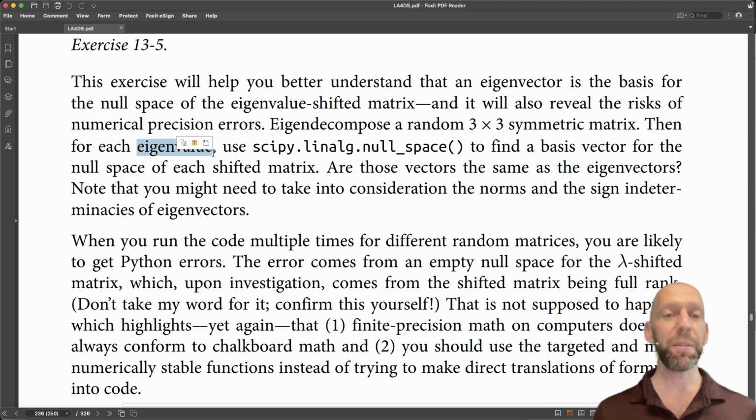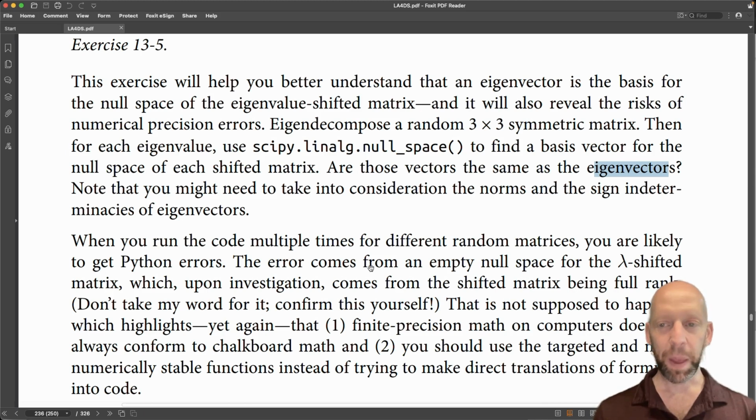And then for each eigenvalue in a for loop, find a basis for the null space using this function here, scipy.linalg.nullspace. Now, in theory, this is the eigenvector of this eigenvalue. Okay, and then what you want to do is compare this basis for the null space of the shifted matrix to the actual eigenvector that you got from computing the eigendecomposition using numpy.linalg.eig.